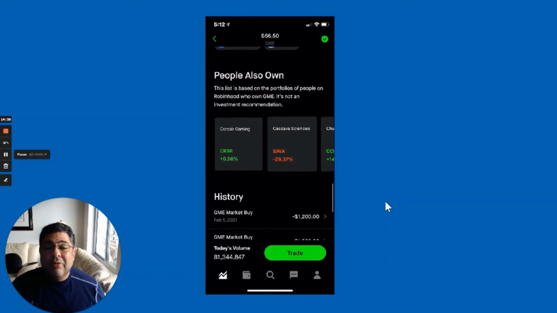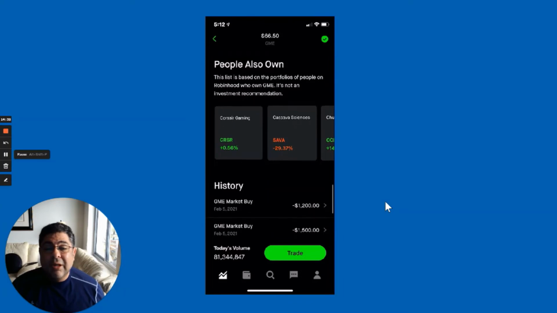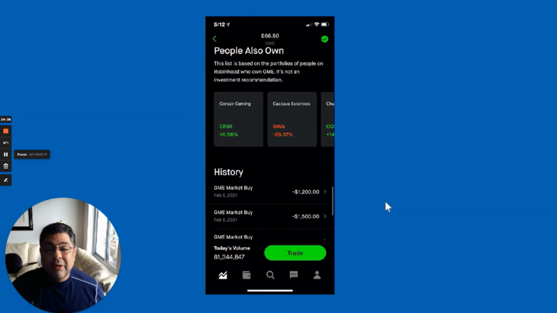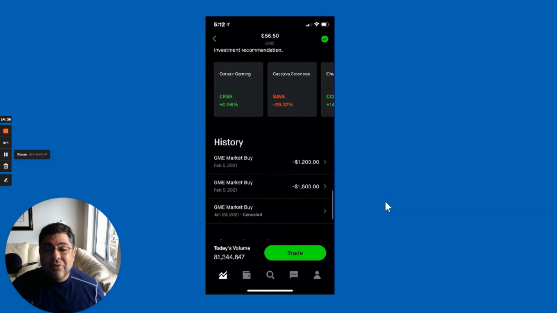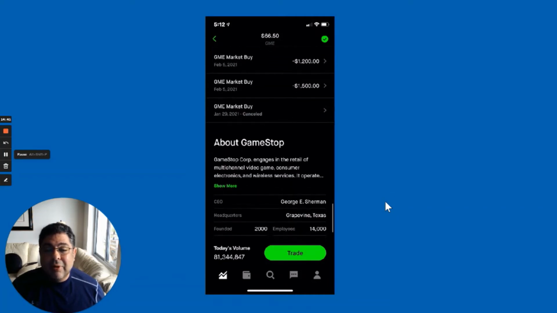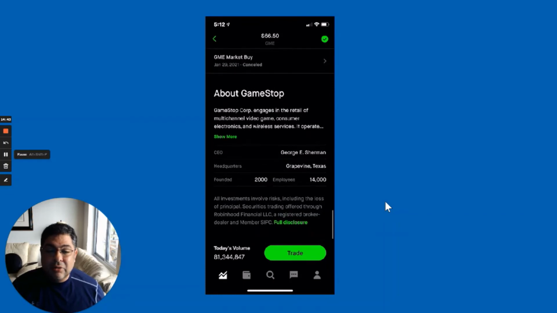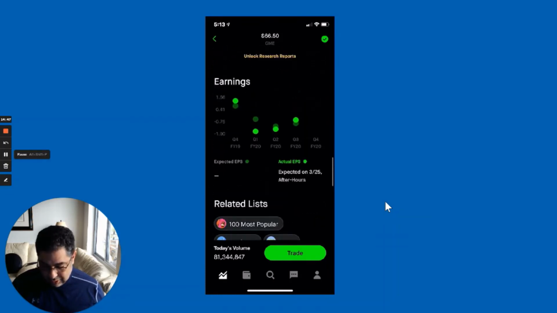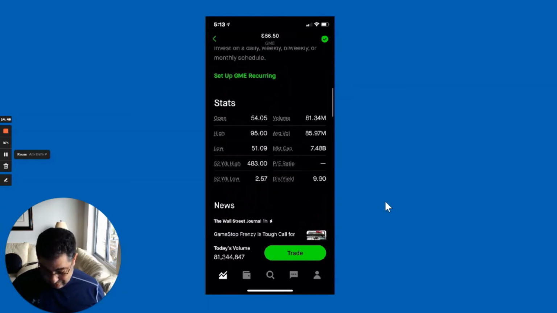So what else do people own who have GameStop? Well, you can see here some of the other stocks, and then the history of how much I've invested in this stock. Then you have information about the company. If I click show more, of course, it will talk about more information. Okay, so let's get out of this.